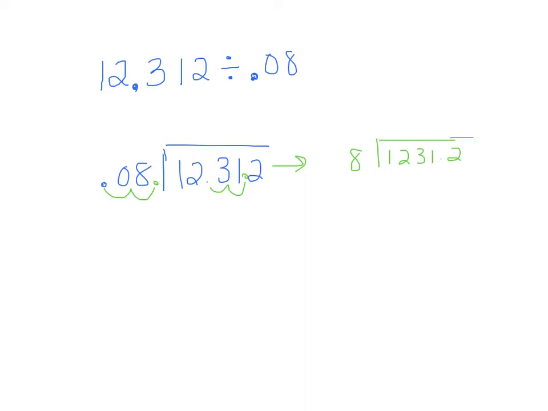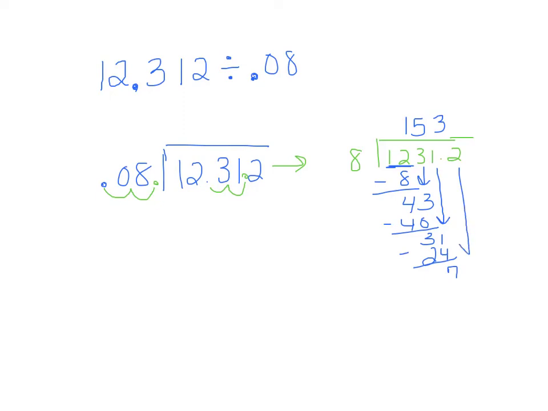I'm going to divide. 8 doesn't go into 1, but 8 does go into 12 one time. Subtract the 8, left with 4, bring down the 3. How many times does 8 go into 43? Well, 5 times. 5 times 8 is 40. I'm going to subtract the 3. Bring down the 1. How many times does 8 go into 31? It'll be 3 times. Subtract 24. Left with 7. Bring down the 2. 8 goes into 72 9 times.